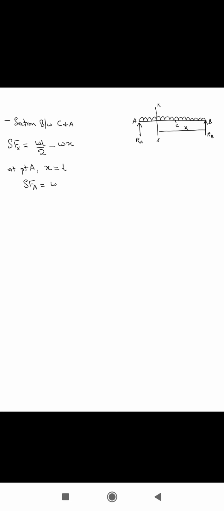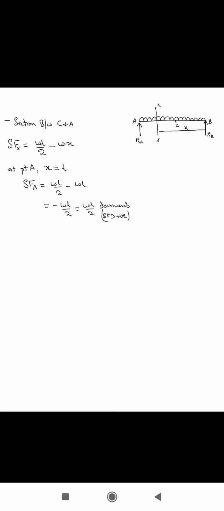See, we have WL by 2 minus WL. So what we have is minus WL by 2. Now this minus sign tells us that we have the value of WL by 2 and it is acting downwards. Now if it is acting downwards, that means essentially that the SFD will be positive because we are looking at the right hand side of the X section that we have cut, right?